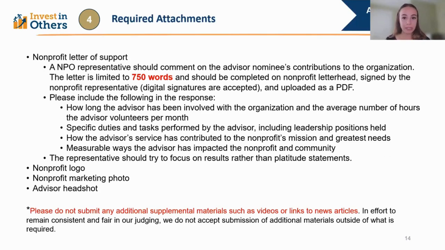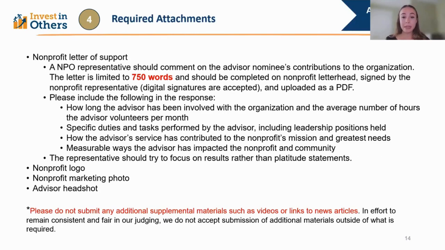Now, additional required attachments, in addition to the letter, these will not be reviewed by the judges. Really, these materials are for the professional staff to get a head start if you are selected as a finalist. So we'll ask for a nonprofit logo. You should be able to request this from the nonprofit. This field is required, but if the nonprofit you're working with doesn't have a logo, you can submit another marketing photo instead. And then we will ask for a marketing photo, at least one.